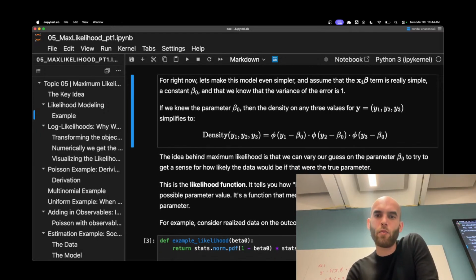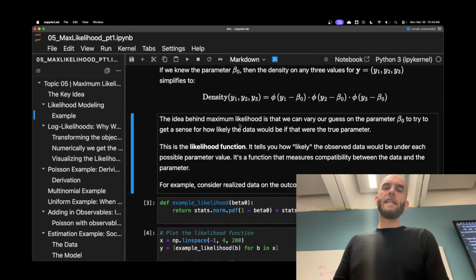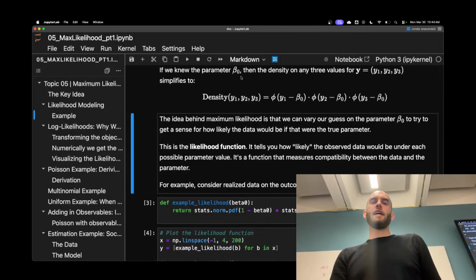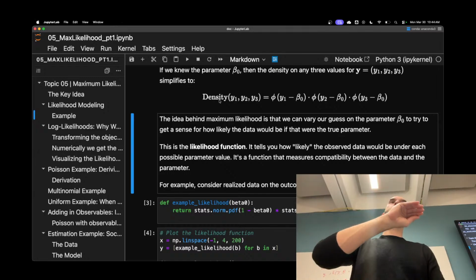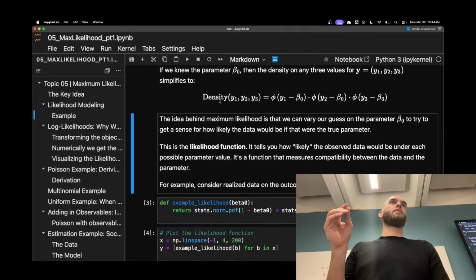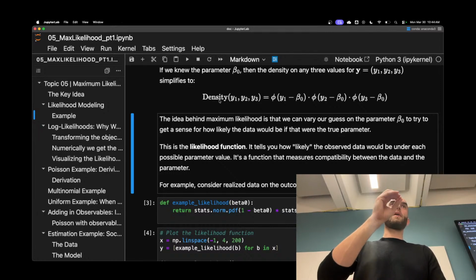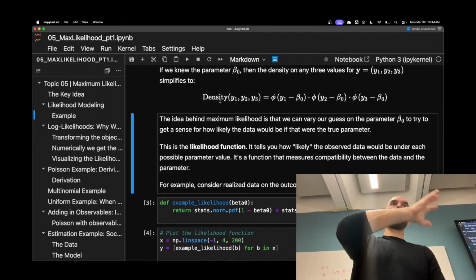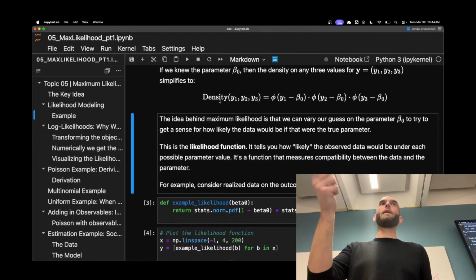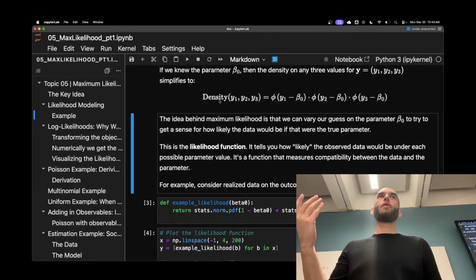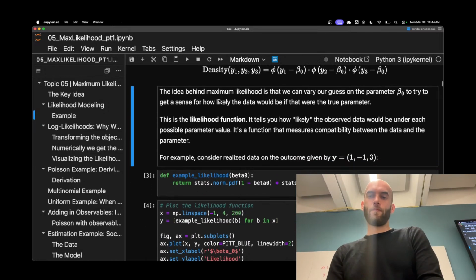Okay, so the main idea here is we're just going to make our model incredibly simple. The main idea with maximum likelihood estimation is that we're going to focus on this density function, and we're going to try to pick our parameter values simply to maximize it. We want the probability of seeing the data that we see to be as high as possible by choosing our parameter values. That's the entire ballgame.